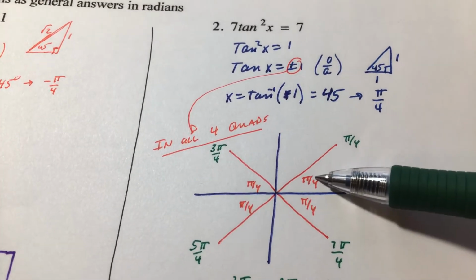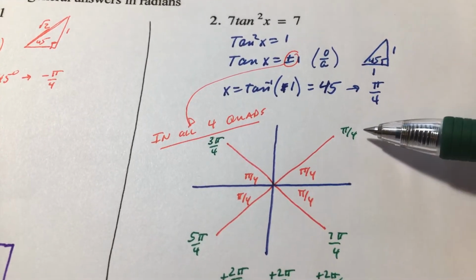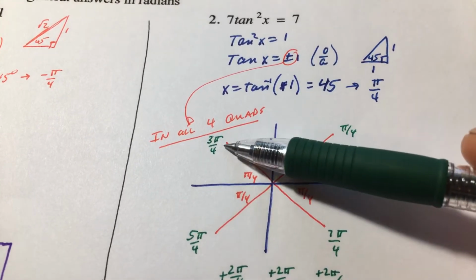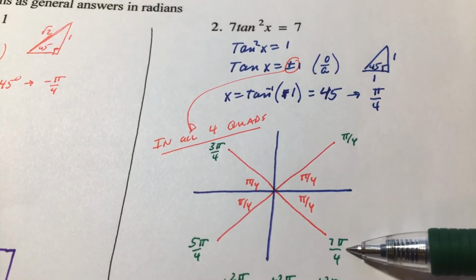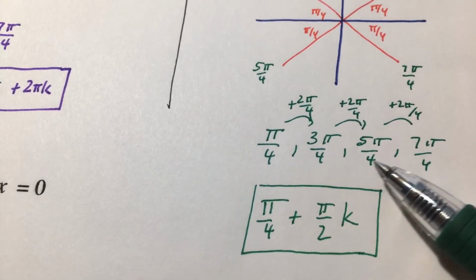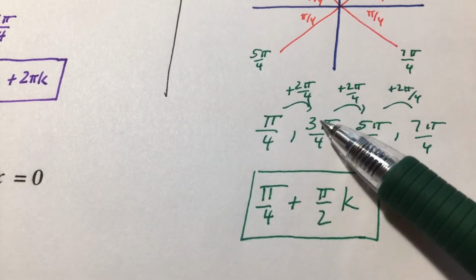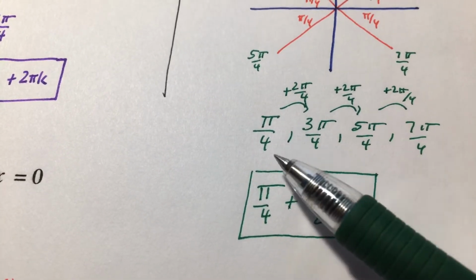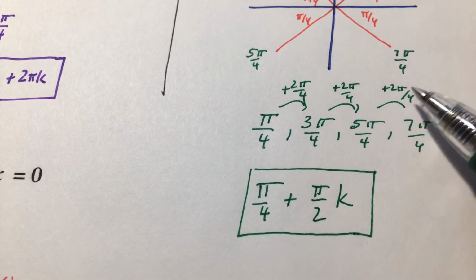And our reference angle is pi over 4 in all 4 of them. So I got answers of pi over 4, 3 pi over 4, 5 pi over 4, and 7 pi over 4. You should draw this picture. If I list those answers out, I should be able to recognize that I'm adding 2 pi over 4 in between each one of these, which is pi over 2.